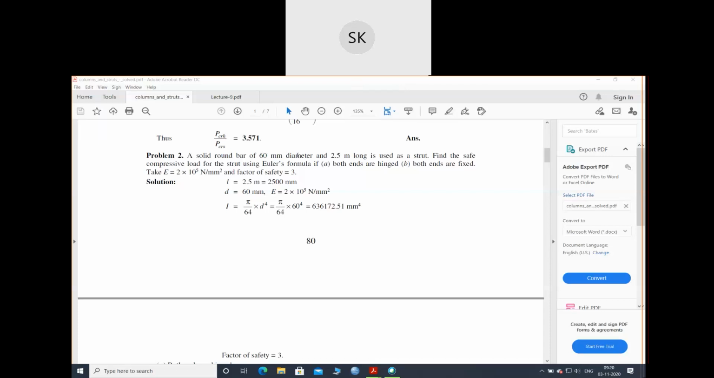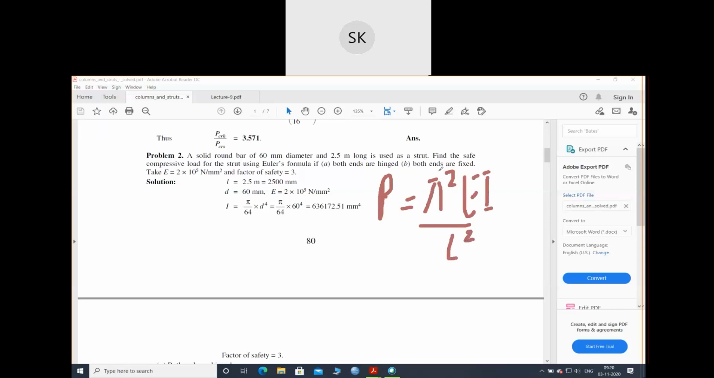A solid round bar of 60 mm diameter and 2.5 meters long is used as a strut. Find the safe compression load for the strut using Euler's formula. So what was our Euler's formula? It is also called the crippling load, or collapsing load on the column, which is P equals pi square EI by L square.